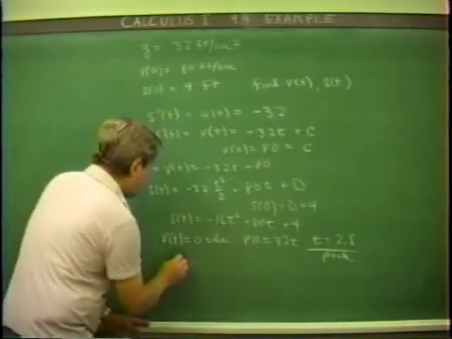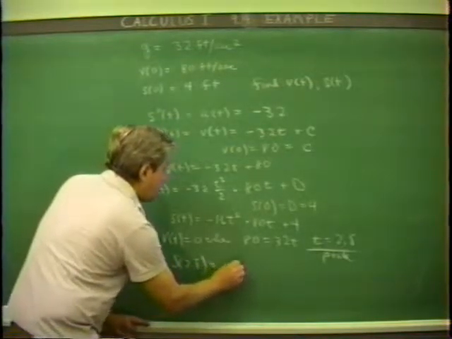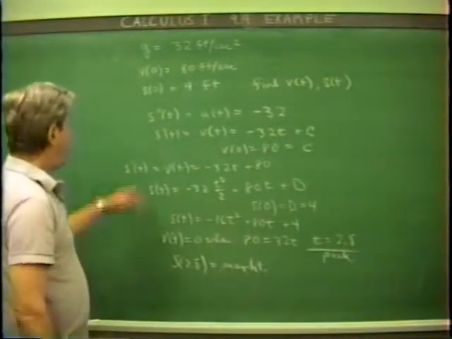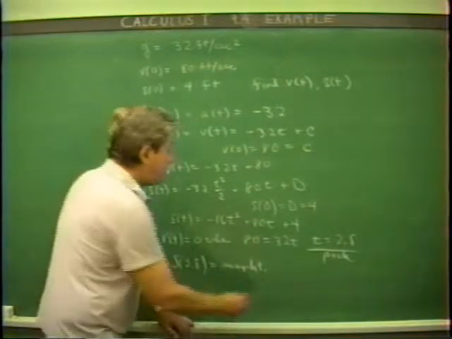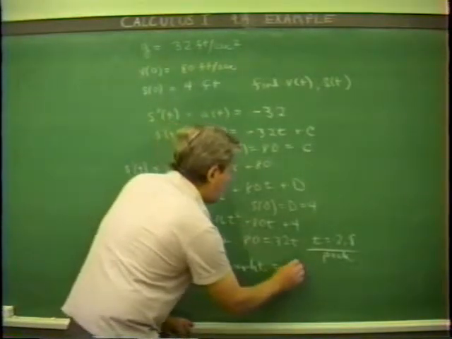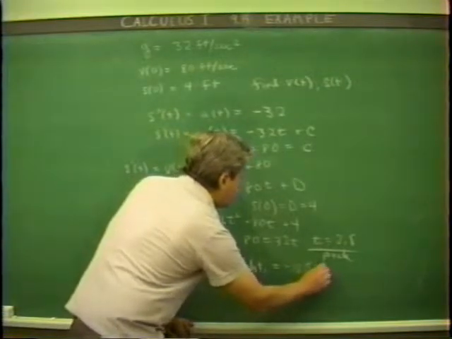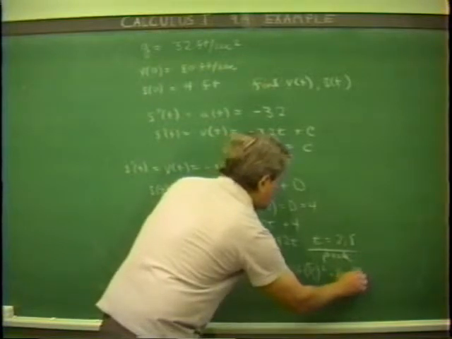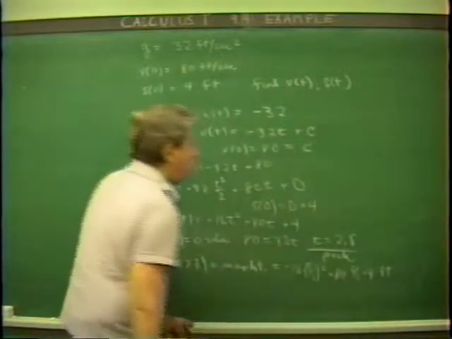So if you want now to know how far it goes, S of 2.5 is the maximum height that it attains. We just simply take S of t here, we put 2.5 in here, so this is going to be equal to minus 16 times 5 halves squared plus 80 times 5 halves plus 4, in feet.